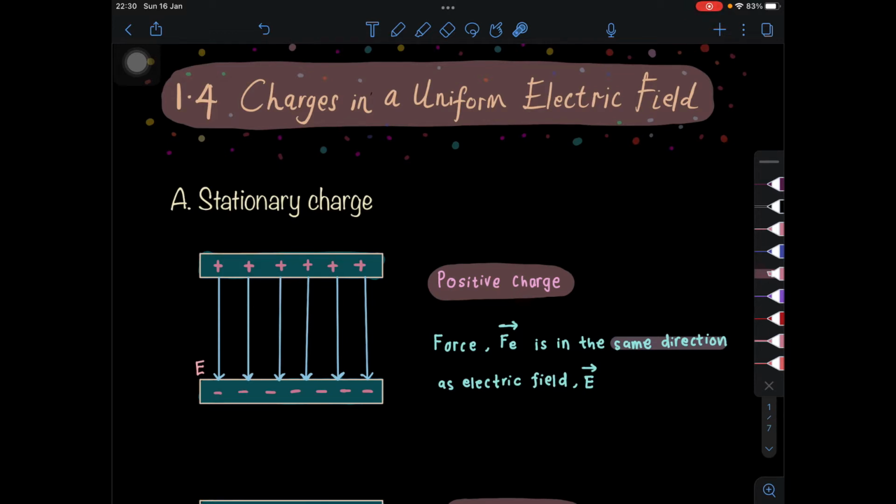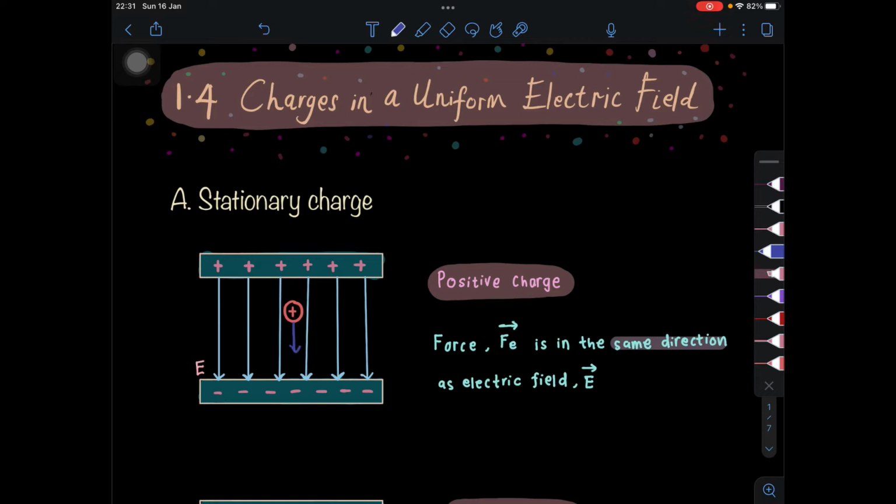The first one is stationary charge. Stationary means there is no movement, no initial movement. The velocity is equal to 0. So we just place a charge inside the uniform electric field. Let's say here I place a positive charge. When we place a positive charge inside a uniform electric field, this positive charge will move towards the negative plate.